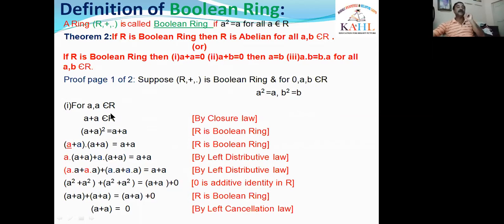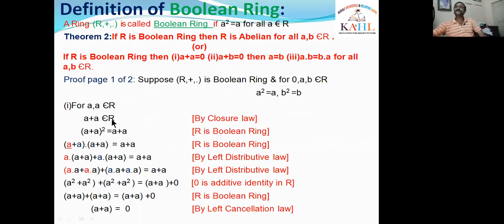R is a ring. Ring means it is an abelian group with respect to addition. For an abelian group, 5 laws must be satisfied: closure law, associative law, identity law, inverse law, and abelian law. Of these 5 laws, I am using the first law, that is closure law. By closure law, A plus A also belongs to R.